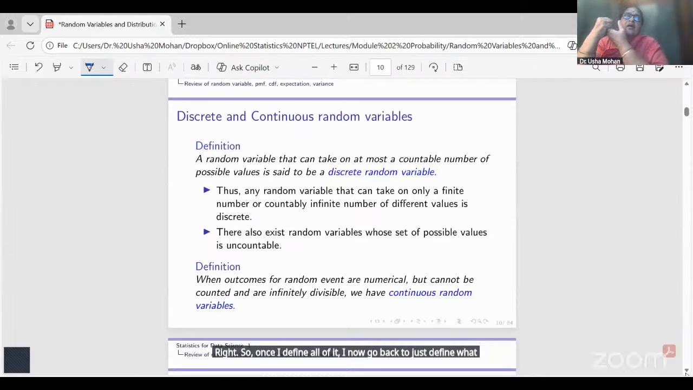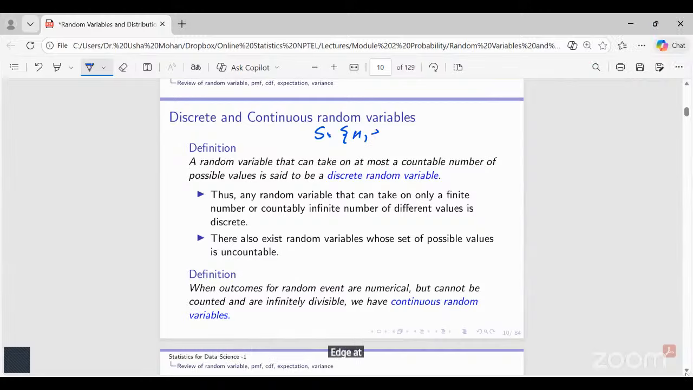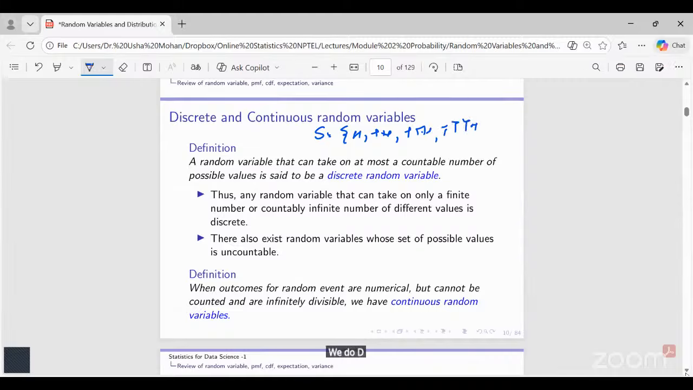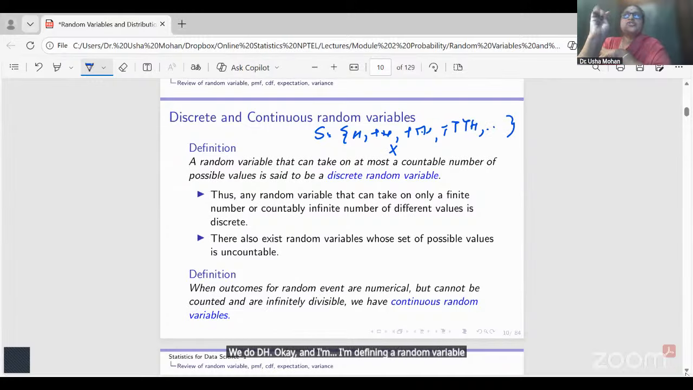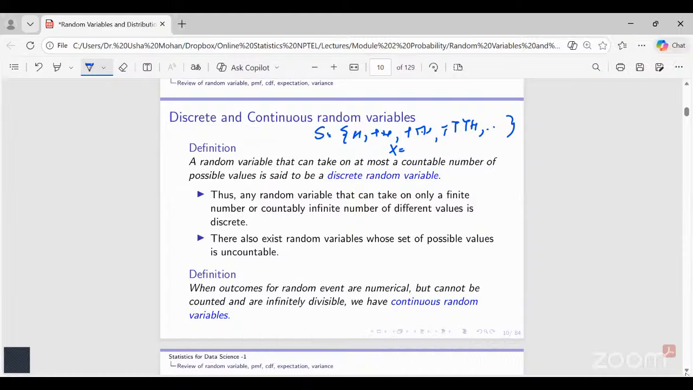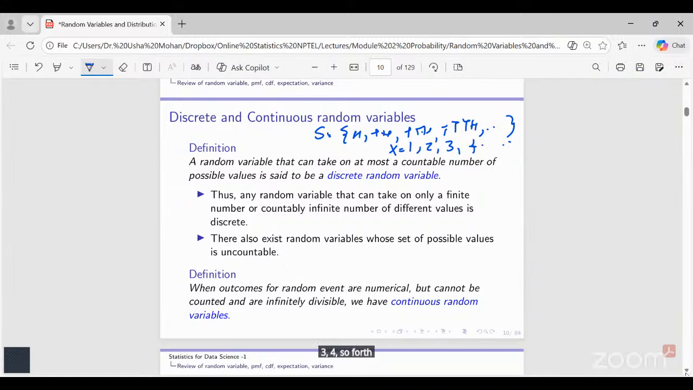a discrete and continuous random variable. Now, suppose I'm tossing a coin till I get the first head. What would be my sample space? If I'm tossing a coin till I get a head, what would be my sample space? H, TH, TTH, TTTH. Okay, and I'm defining a random variable to be the toss at which I'm getting a head. So what are the values this random variable will take? 1, 2, 3, 4, and so forth. Right? Agreed?